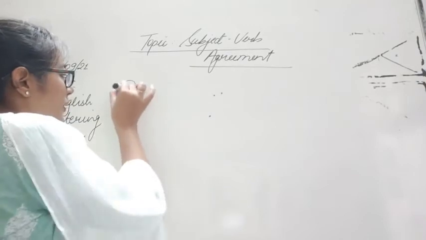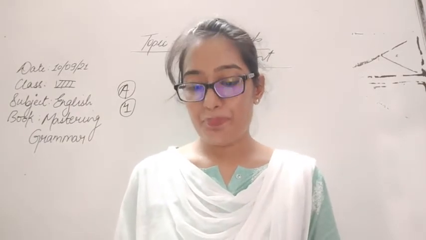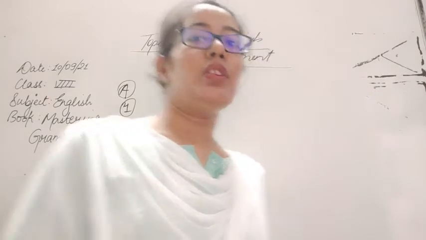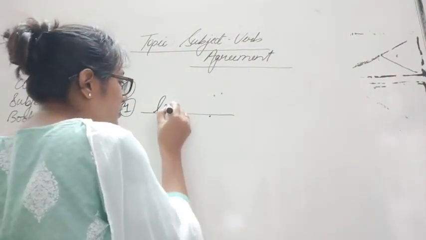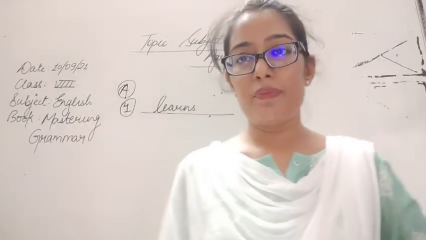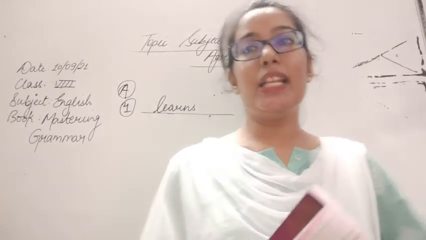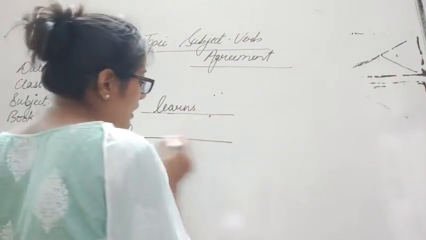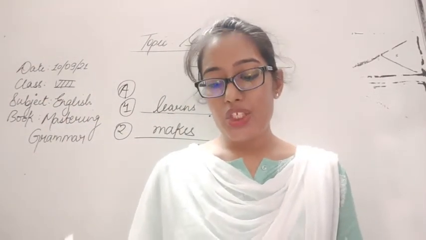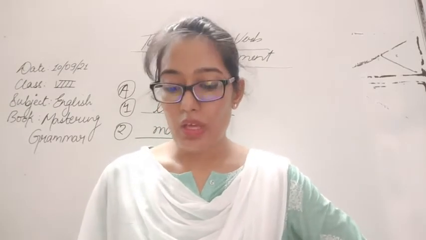So the first exercise of this particular chapter, exercise A: fill in the blanks with the correct form of verbs given in the bracket. Okay. She dash to play the piano from Mrs. Gupta. Within brackets, learn. So the answer would be: she learns to play the piano from Mrs. Gupta. The next sentence, she dash delicious pizza. So she makes delicious pizza. How do we know which word is going to be used? Because within bracket it is given make. So we have to use the verb according to the sentence.